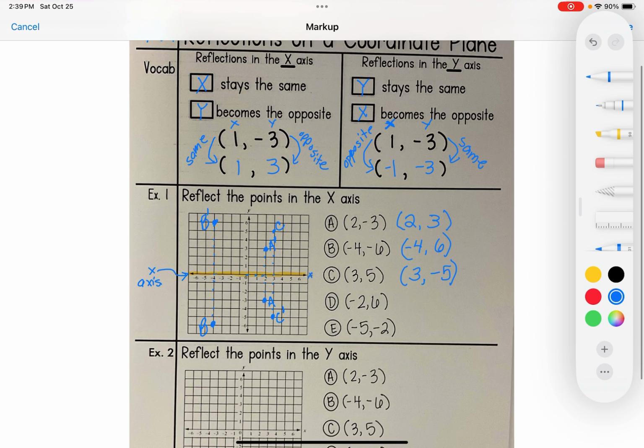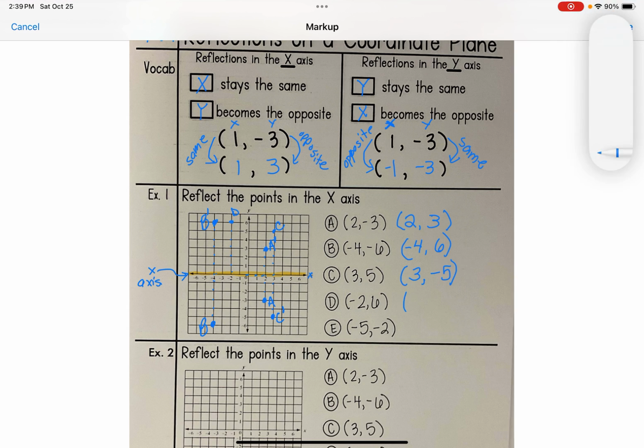Negative 2 is the first point, so I'm going to the left 1, 2. And then 6 is the Y, so I'm going up 6. So 1, 2, 3, 4, 5, 6. Okay, and that's D. And now I'm going to do the opposite, so I keep it negative 2, and I make the Y the opposite of 6, which is negative 6. So I'm going negative 2 to the left, 1, 2, and I'm going down 6, 2, 3, 4, 5, 6, and that is D prime.